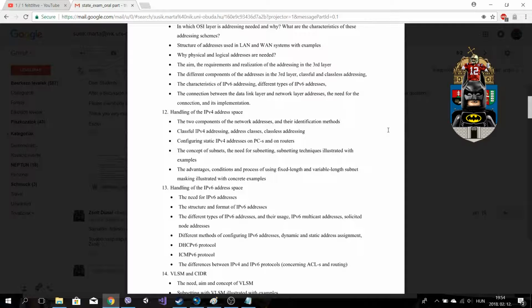This is the 12th topic, which is about handling of the IPv4 address space: the two components of the network addresses and their identification methods. Basically, the two components are the network and the host portion of the IP address. The identification method is quite simple, because we can assign an IP address statically to a PC or to a router. For example, we would like to give an IP address for permanent usage, such as to a printer, so that it will not change. Of course, if we are adding more and more IP addresses, it will be hard to administrate, but we don't care about that right now.